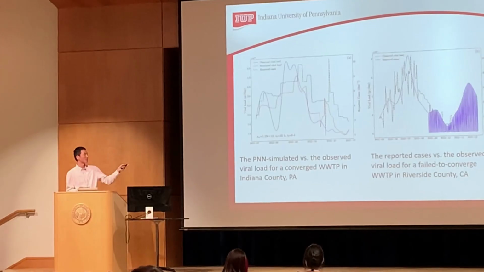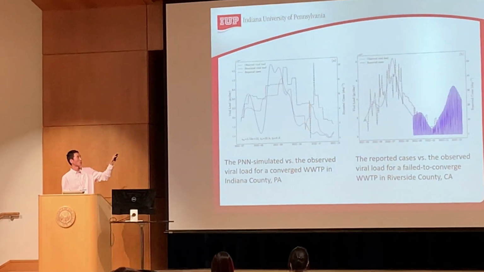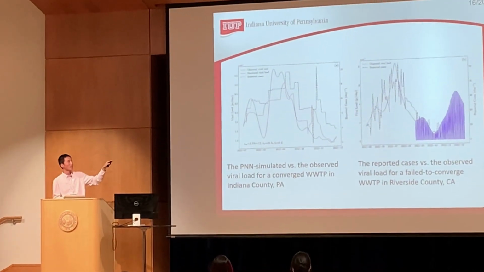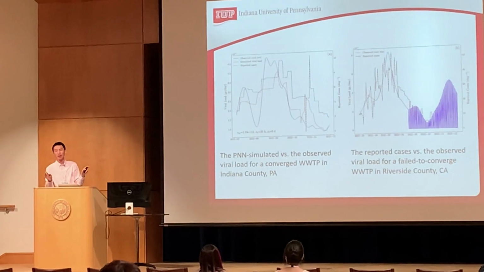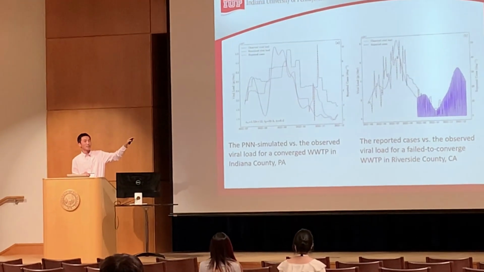So clearly, the one on the left converged because you can see there's a red line there, which is the simulated viral load, and it captures the rising and downward trends of the actual viral load. On the right there, we don't even see a red line because the algorithm did not converge. And the reason for that is the zigzag lines on the right there.